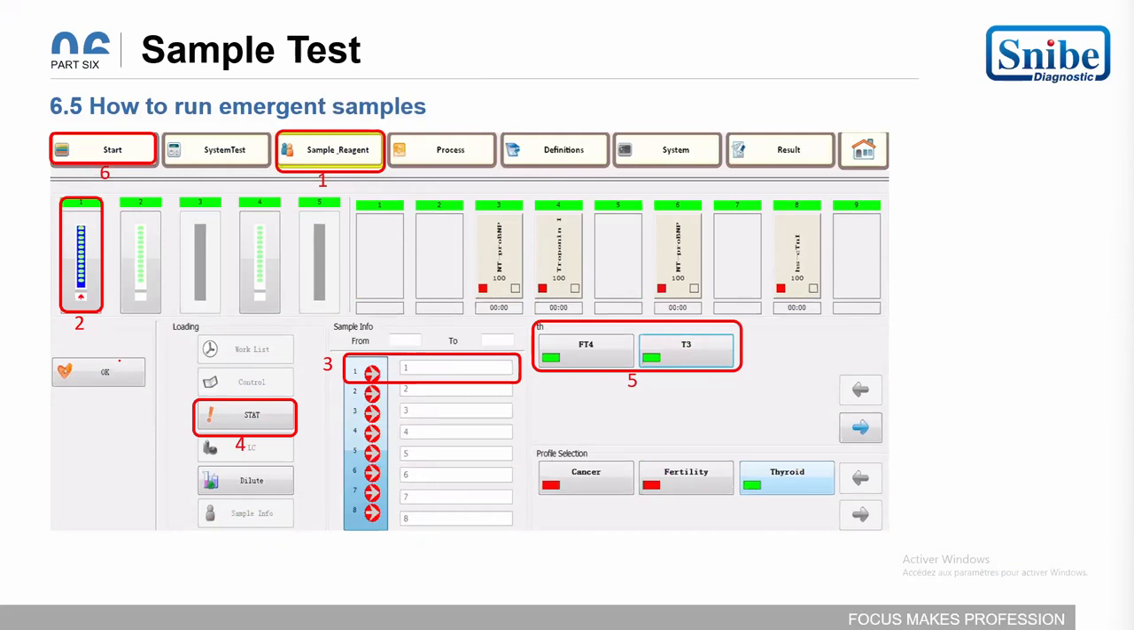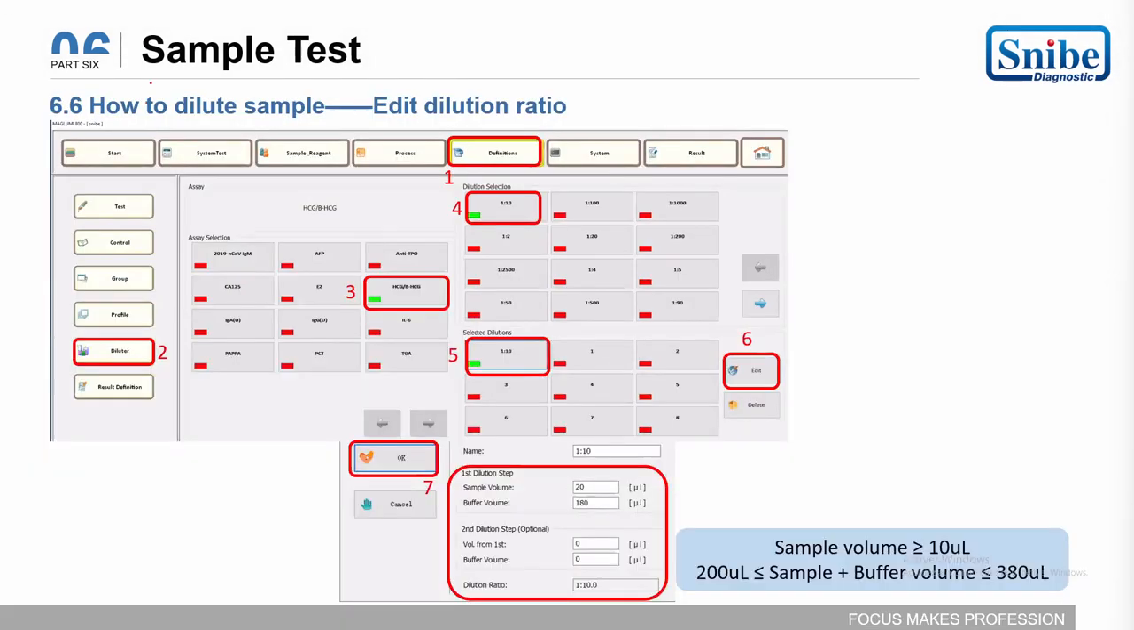How to run emergency samples? We load our emergency sample in the sample rack and then in the sample area, and then enter Sample Reagent, select the rack, select the position in the rack, and click Start for the emergency samples. Then select which parameter to run for the emergency tube and click Start to start the test. Then how to run samples requiring dilution?